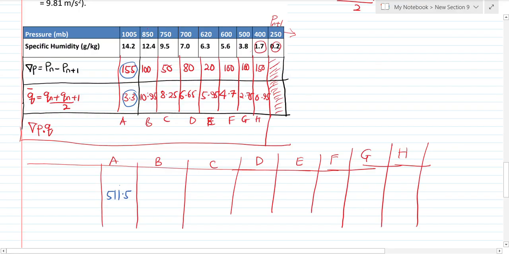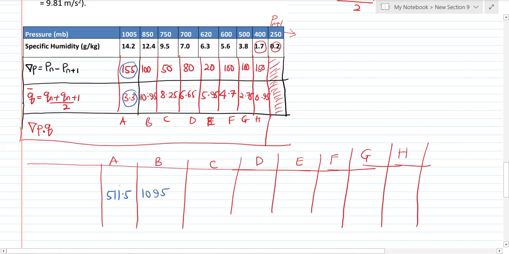And that is 511.5. Then we also have 100 multiplying 10.95. Wait, I think I've made a mistake somewhere. So we have that will be 12.4 plus 9.5 divided by 2, 10.95. Okay, that's right.